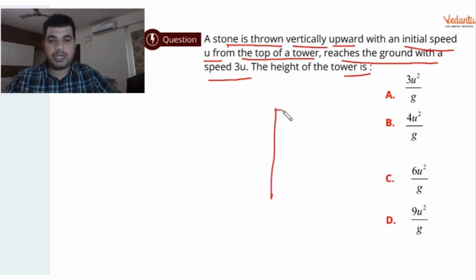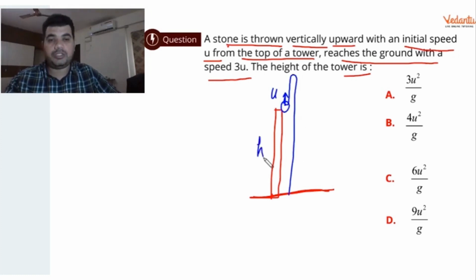So let's say this is the tower, this is the ground, right? And now thrown vertically upward with initial speed u, it will go up and then come down, and this is the height h that we have to find. It reaches the ground with a speed of 3u. So see, the ball goes up and then comes down, and up to the same level its speed will be the same but in the opposite direction. So its speed will be u.